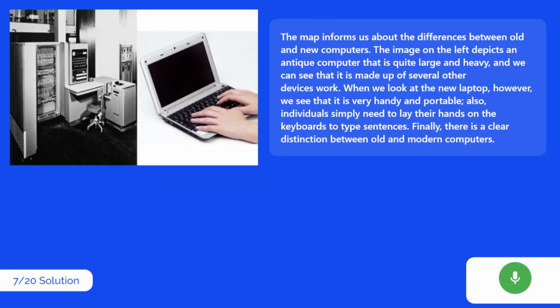The map informs us about the differences between old and new computers. The image on the left depicts an antique computer that is quite large and heavy, and we can see that it is made up of several other devices working together.